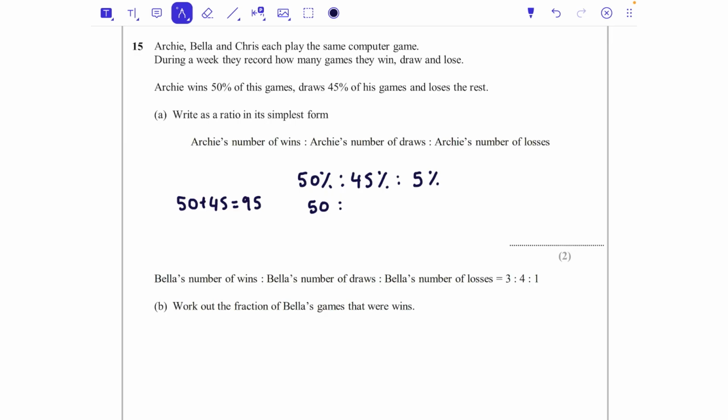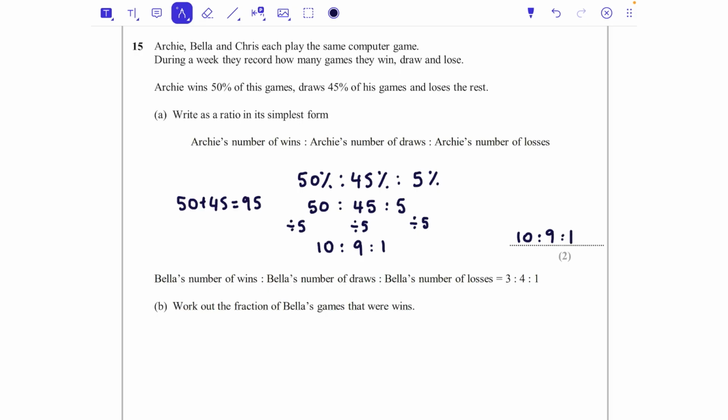So let's just get rid of the percentages. We know it's in the ratio 50 to 45 to 5, and all of those numbers are in the 5 times table. So I'm going to go ahead and divide everything by 5, because with ratios we can simplify as long as we can divide all of the parts by the same number. And that would be 10 to 9 to 1. So that would be my final answer.